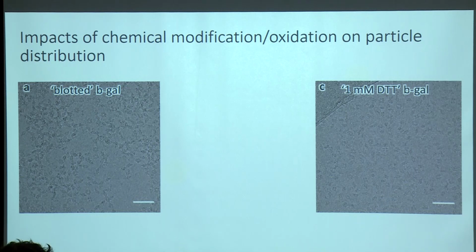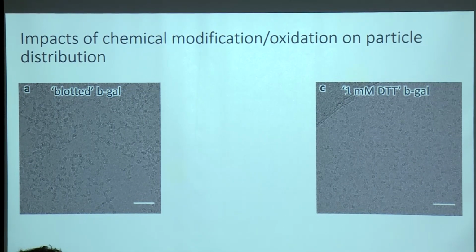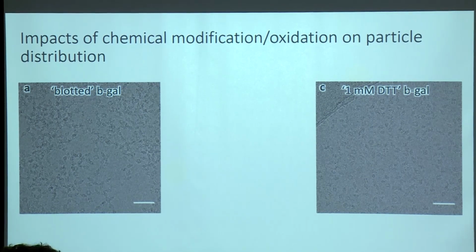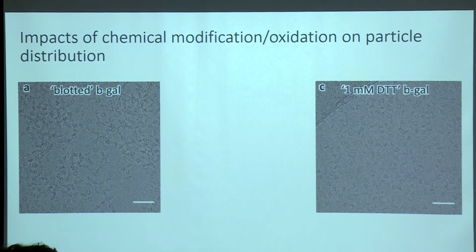And I guess the final interesting observation that came out of this section of the work was that where the modification existed, for example on this blotted beta-gal grid where we have no DTT in the buffer, we noticed that our particle distribution was much less monodisperse than when we add DTT into the buffer, and we end up with a much more monodisperse distribution of particles. So the presence of the modification seems to be having an impact on protein distribution within the thin film environment.